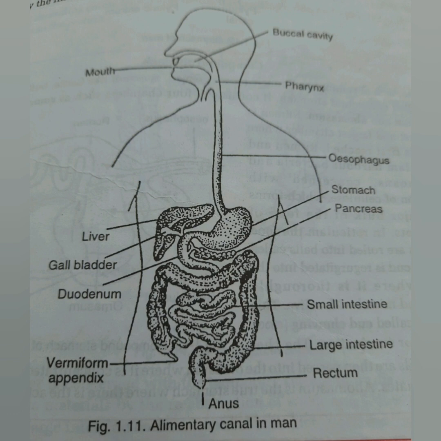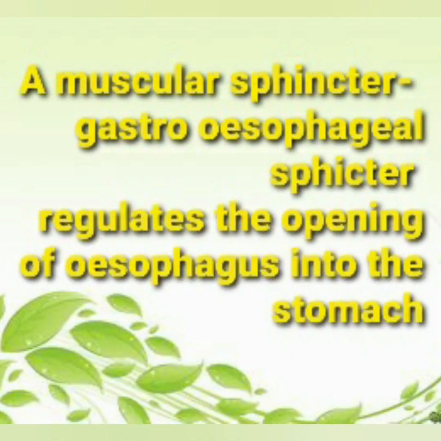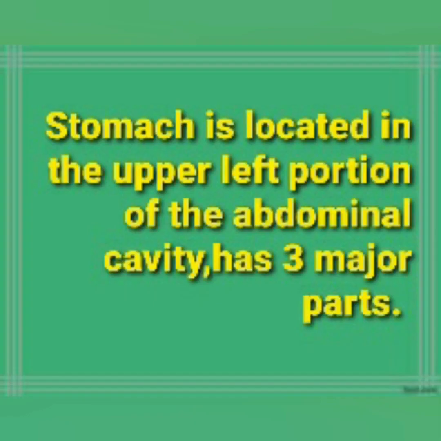So this is the structure of alimentary canal in man. Here the different parts are shown. Mouth that leads into buccal cavity, it leads into pharynx, then next part is esophagus which opens into the stomach, then small intestine, large intestine, rectum and anus. Then a sphincter muscle, namely gastroesophageal sphincter, regulates the opening of esophagus into the stomach.